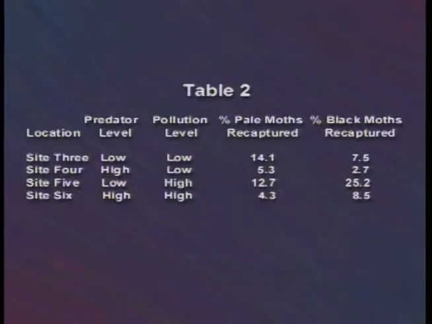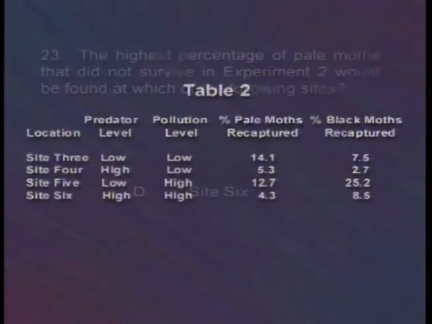To find the correct site, we need to choose the place where the lowest percent of pale moths was recaptured. This site would correspond to the place that had the lowest survival rate. The correct answer is D, Site 6.